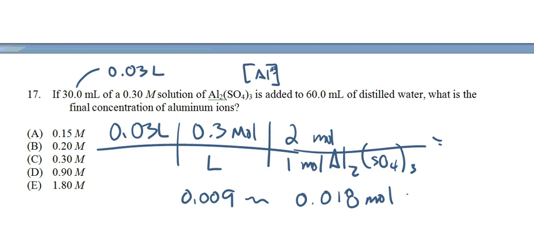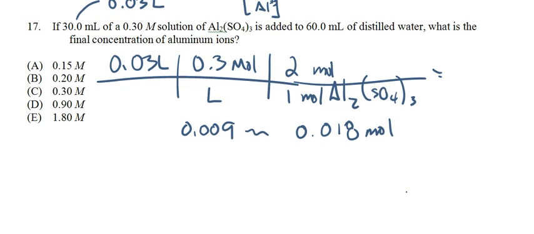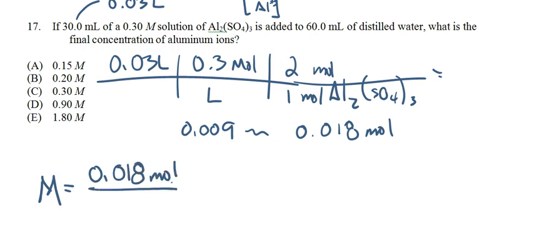All right, so to calculate my new molarity, I'm going to take my moles that I have and divide it by the total volume. So I have 30 milliliters and 60 milliliters. So that's 90 milliliters, which is 0.09 liters.